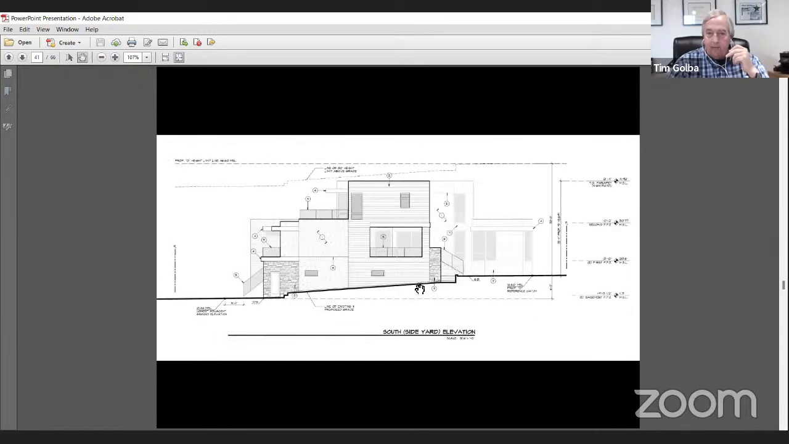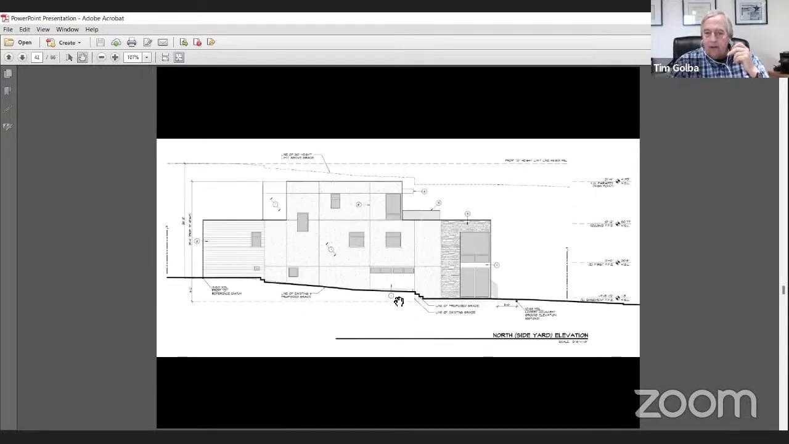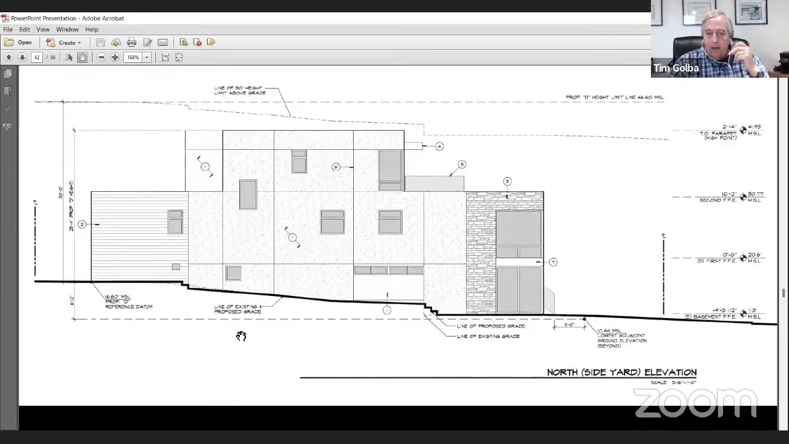Let me go to the side elevation. This is the south side, so let's do the north side. This is where you can see the line of where the basement is dug out, that dash line. And this is the existing grade, which remains. Let me zoom in a little for you. The line of existing and proposed grade is this dark line. So they don't change. We're digging out within the footprint of the house. We're not digging out the site.